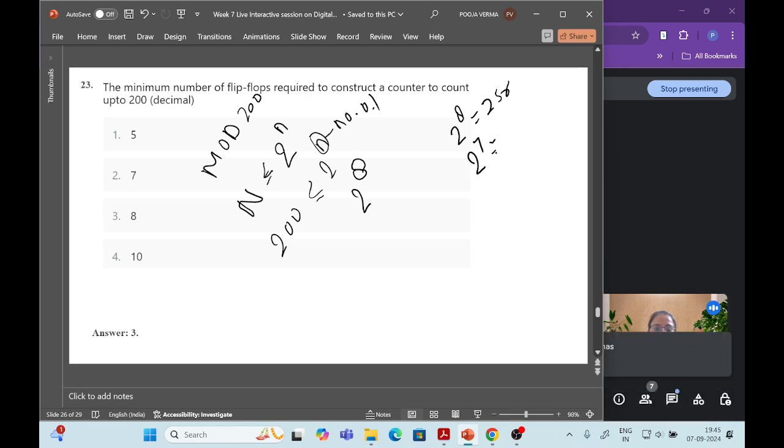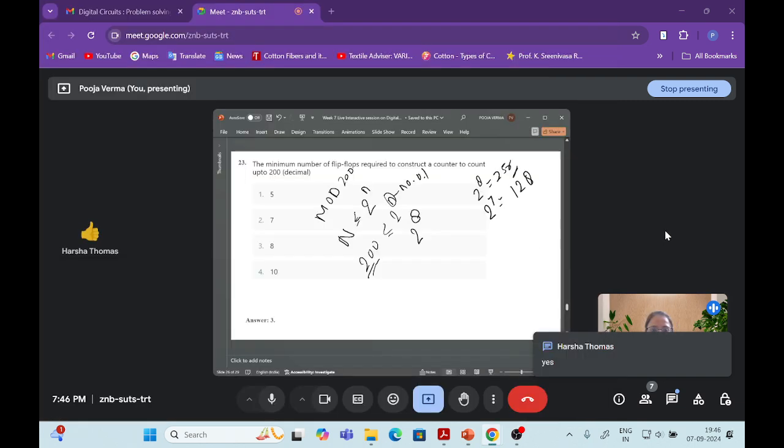What will be the value for 2 to the power 8? Sorry, 2 to the power 7? 128. So 128 is much less than 200. So that's why we will take 2 to the power 8, so that it can count every stage.